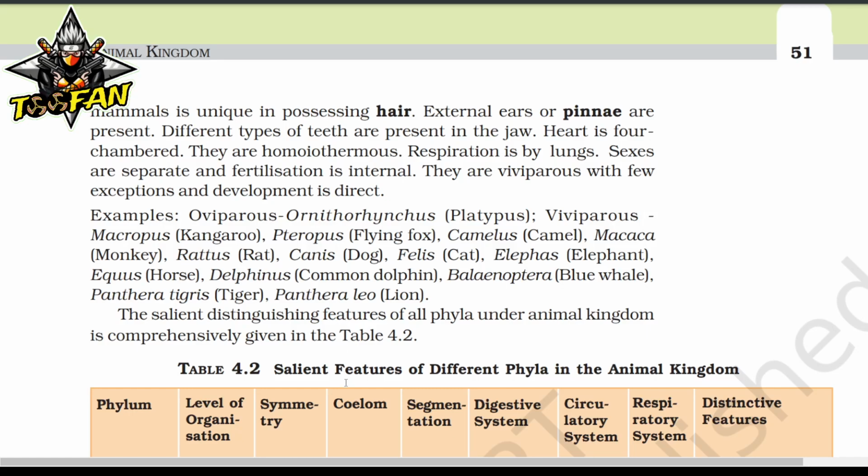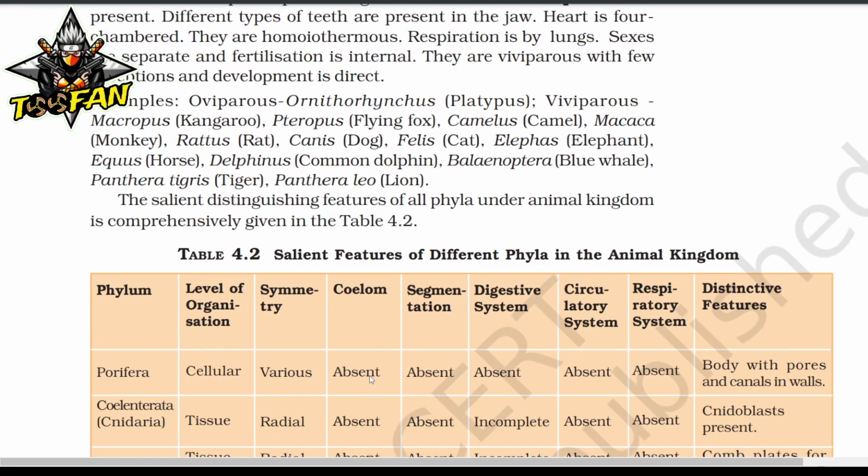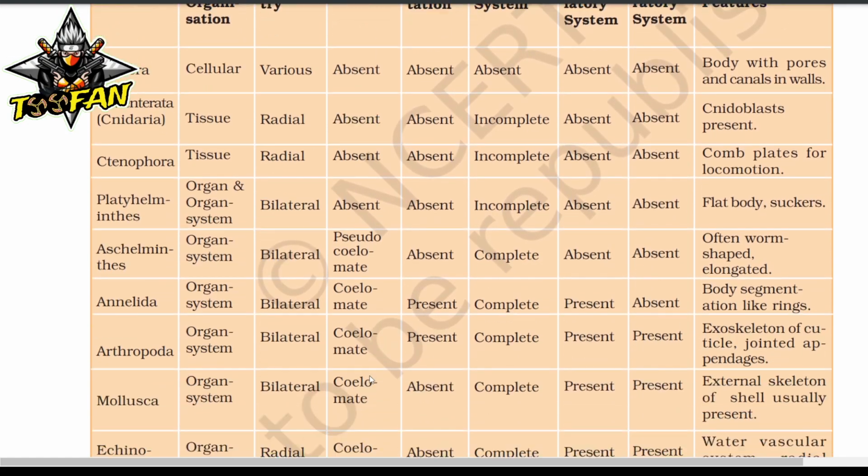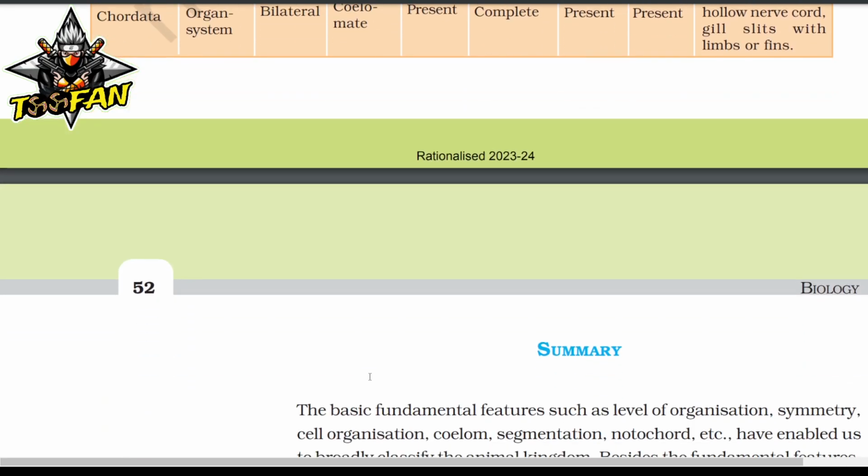Now these are the salient distinguishing features of all phyla under the kingdom, comprehensively given below in one table. Thank you so much.